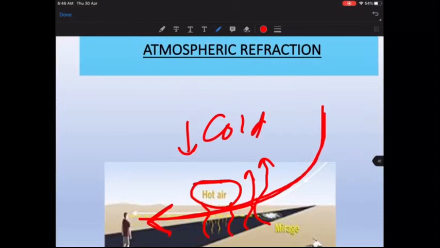Why does the refractive index change? Because at one level there is hot air, and at another level there is cold air. So from hot to cold, cold to hot, the light keeps bending. That's why we perceive this phenomenon of mirage.